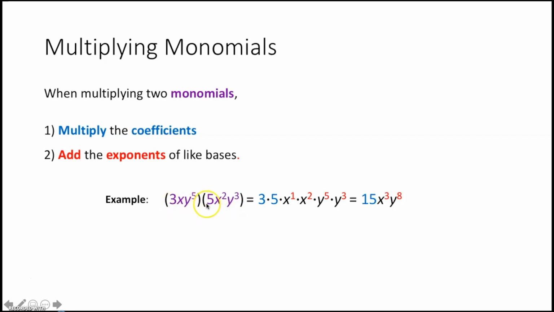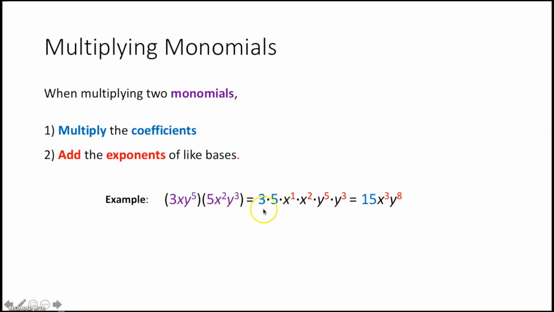So what I'm going to do is rearrange this so it makes more sense. I'm going to take the 3 and multiply it to the 5 in the front. That way we see that these two things have to be multiplied together. I'm going to put the x's next to each other. So the x to the first, I'm going to multiply to the x to the second. That way they're next to each other. And then the y to the fifth, I'm going to multiply by the y to the third. Those are now next to each other.